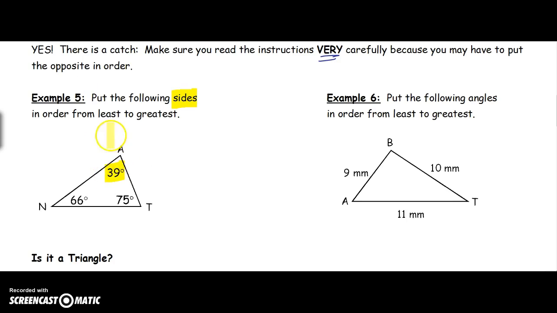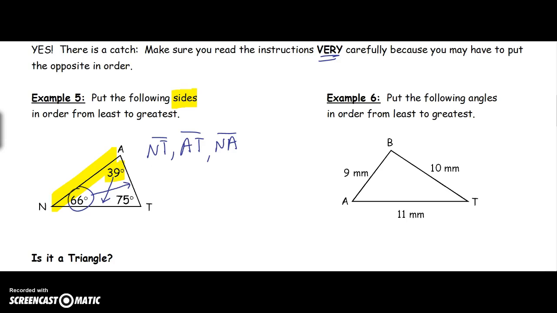The smallest angle measure here is angle A. The side that corresponds to that is the side across the triangle from that angle. So NT in this example is the shortest side. Remember, never judge a triangle by the way it is drawn. In the next triangle, the middle one is 66, so you go across the triangle there. AT is the second longest side. And lastly, the one that has not been used yet is 75 degrees, and you go across the triangle. And NA is the longest side.